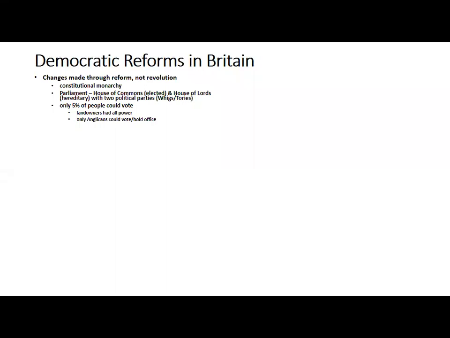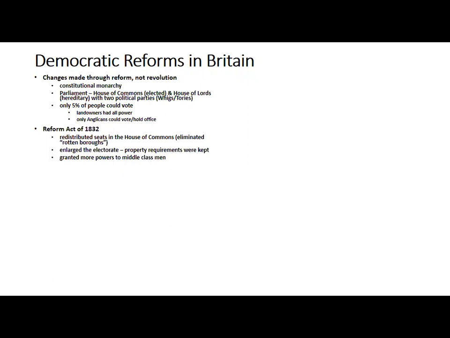For example, they had a constitutional monarchy. They had a parliament where one house, the House of Commons, was elected. The House of Lords was a hereditary body. They had two political parties. They had a large number of people that could vote, but it was only 5% of the people. Only landowners could vote, and only people who belonged to the Church of England could either vote or hold office.